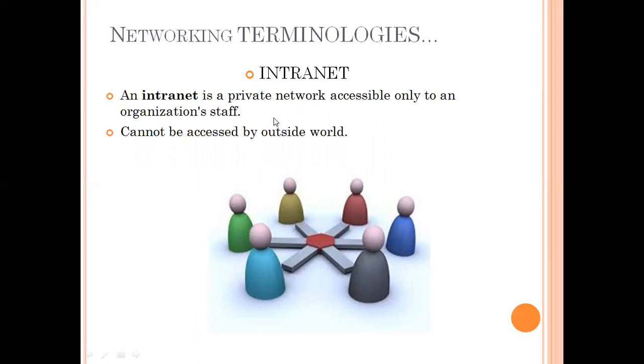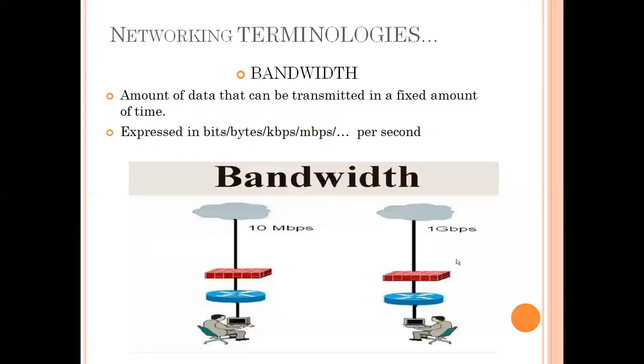Just as internet is public, anyone can use it, intranet is private. Suppose there is one organization, ABC organization. A private network inside that organization is such that only organization staff can use it. No person outside can access that network. So then it is called intranet. Intra, the word itself suggests that no one from the outside world can access that net. So intranet.